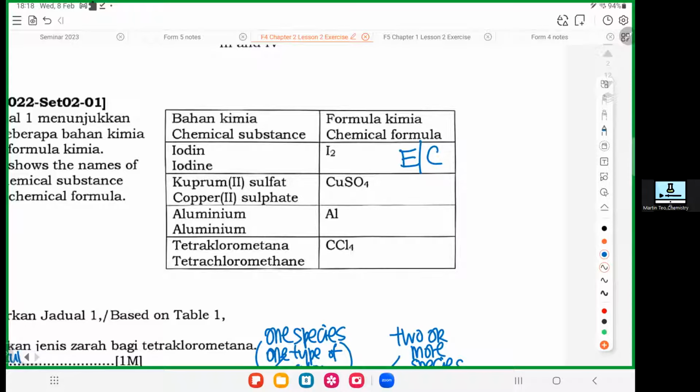All right. So element. Okay. So iodine, why is it not a compound? Because although you have iodine, I2, two iodine joined together, they are the same species, right? This is iodine, this is also iodine. They are the same type, the same species.